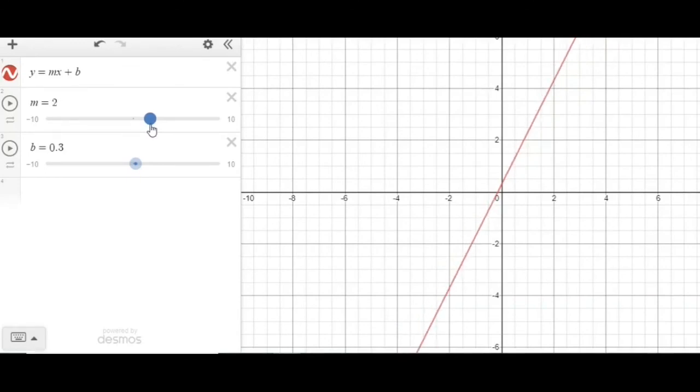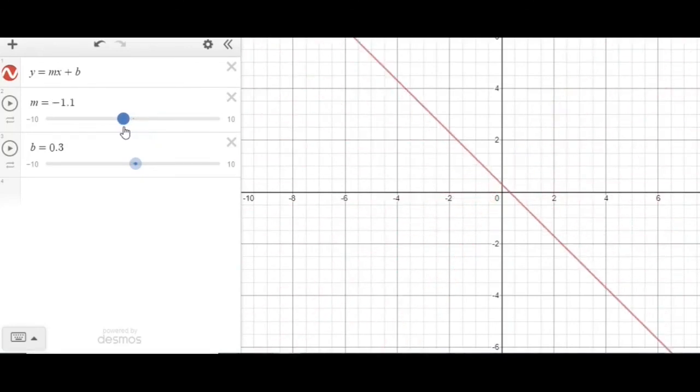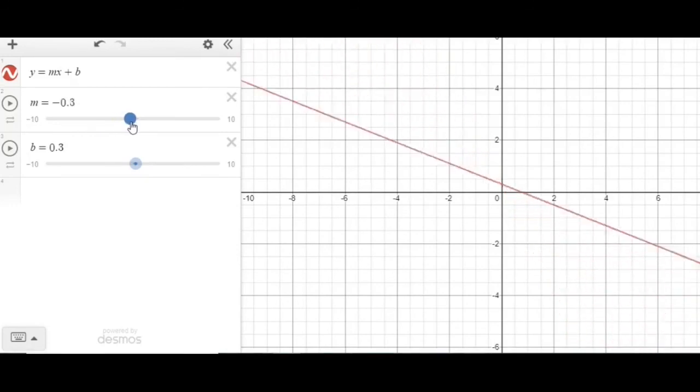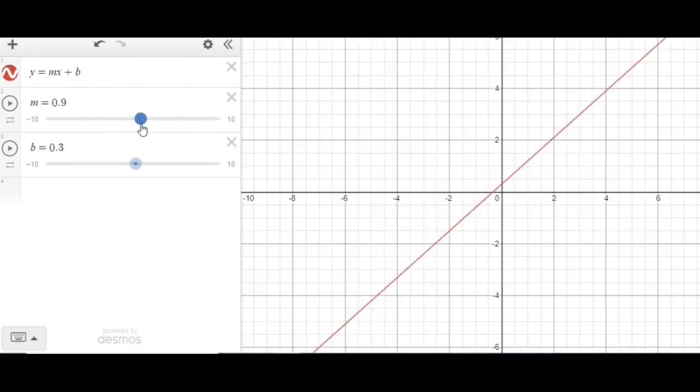For positive 2, the orientation is like this. If I take negative 2, the orientation is like this. When the sign of the coefficient of x term changes, the orientation changes. When the value changes, the orientation gradually changes. When the sign changes, the orientation changes to the opposite.